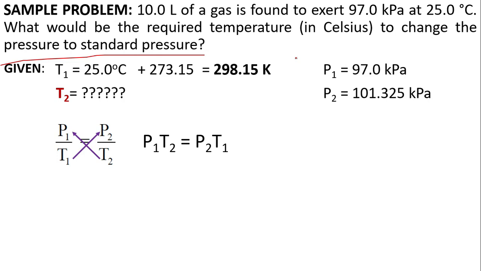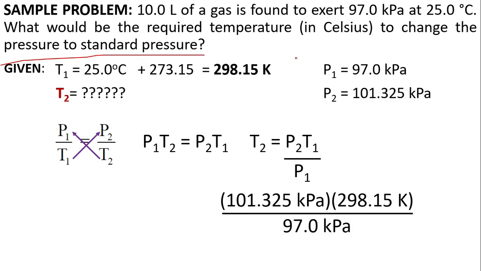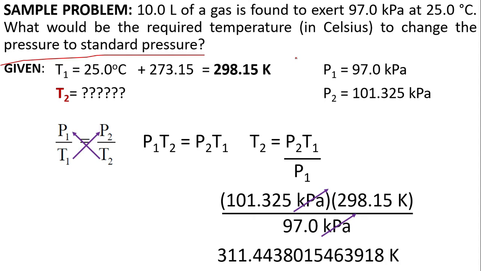Substitute the values or the given. Solving for T2, we'll have P2 T1 over P1. Then just substitute all the values: 101.325 kPa times 298.15 K over 97.0 kPa. So as you can see, the units will cancel, giving us Kelvin. And the final answer is not yet this one.